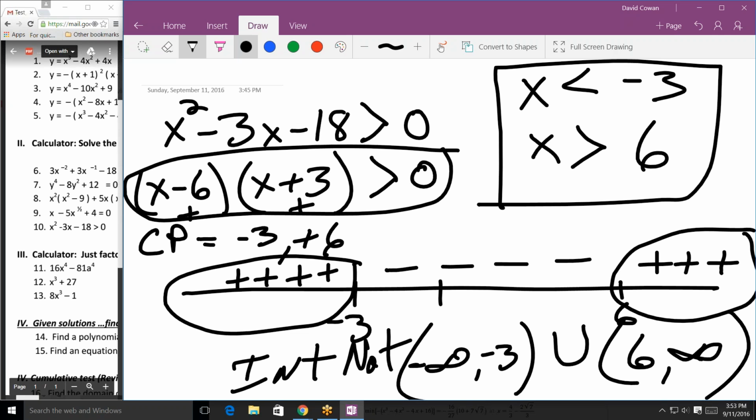And you can see why that's the proper answer. In other words, x can be anywhere from -infinity to -3, but not including -3. Or it can be anywhere from 6 to infinity, but not including 6. Okay? If that was a greater than or equal to, then that would be a bracket. That's the difference. All right. Okay?